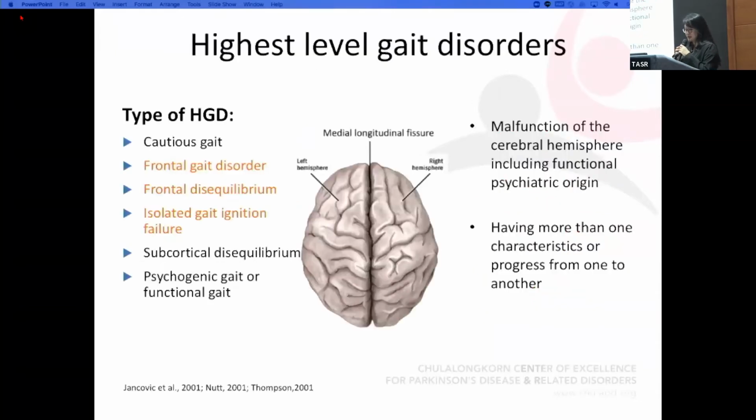Highest level gait disorder is a malfunction of the cerebral hemisphere and includes disorders arising from psychiatric origin. These disorders are not completely distinct from each other, so patients may have more than one characteristic and may progress from one to another. There are many subtypes such as cautious gait, frontal gait disorder, frontal disequilibrium, isolated gait initiation failure, subcortical disequilibrium, and psychogenic or functional gait.